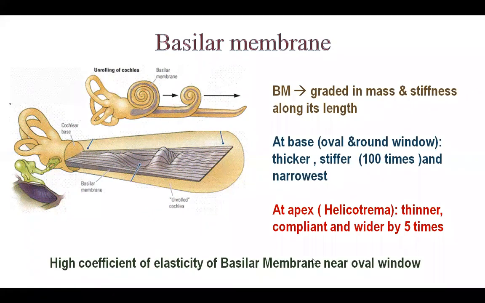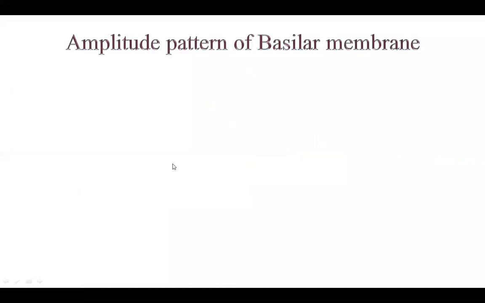The basilar membrane has the highest coefficient of elasticity near the oval window. The elastic coefficient determines the degree to which you resist change to stress or pressure. So the basilar membrane at the base is tougher and less compliant compared to the apex. It means it will take more energy or higher frequencies to move this section compared to the apex.